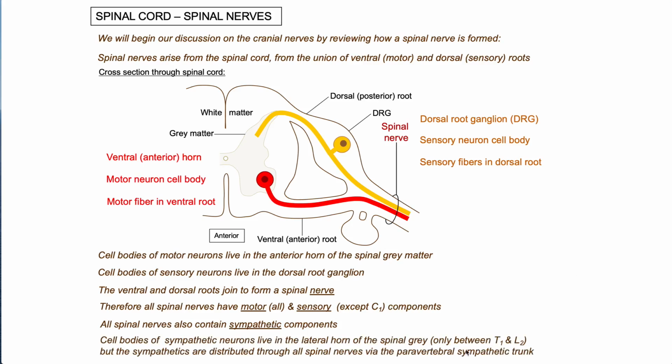T1 and L2 are the only components where we have a lateral horn. Can you see that? There is something special here. That's called the lateral horn. Otherwise, we were learning about the anterior horn and posterior horn. But this is a special thing, and this is only present from T1 to L2. So first thoracic to second lumbar vertebrae.